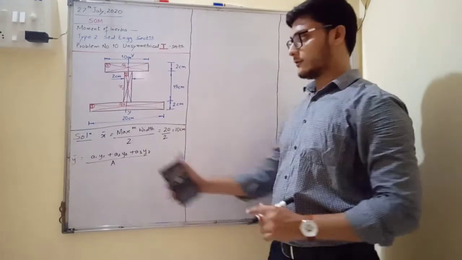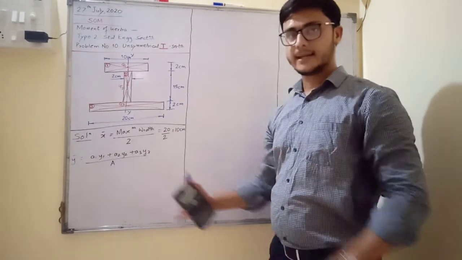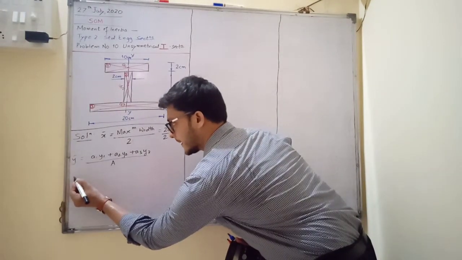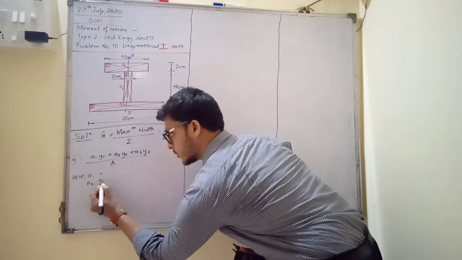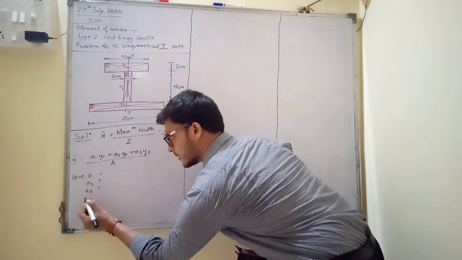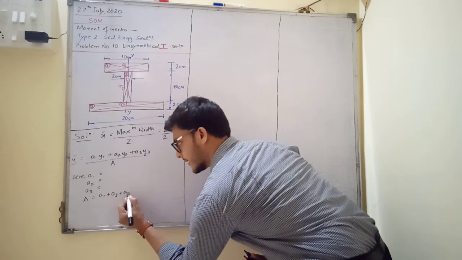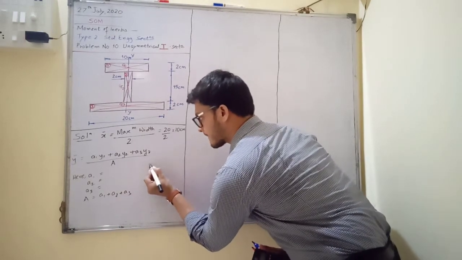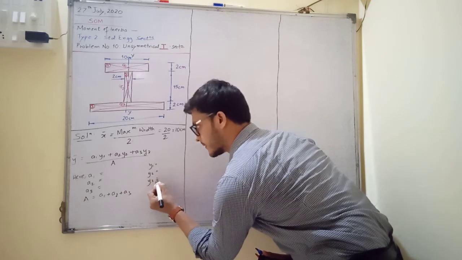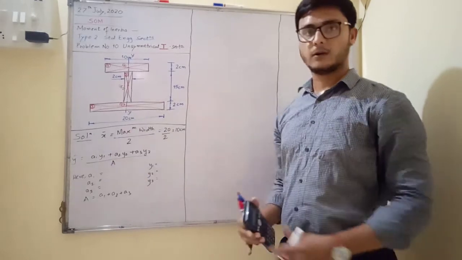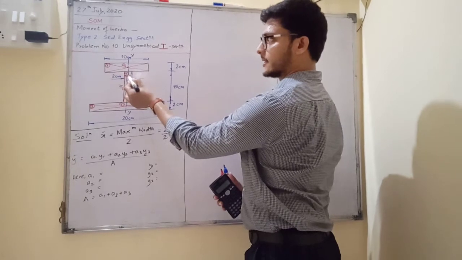capital A. Now I have to find everything: a1, a2, a3, total area, and y1, y2, y3. Then I will get the value of y bar. Total area will be the sum of these three, a1 plus a2 plus a3. Similarly, I will be finding y1, y2, y3. On substituting these values, we will get the value of y bar. So one by one. This rectangle I have given number 1, this is 2 and this is 3.